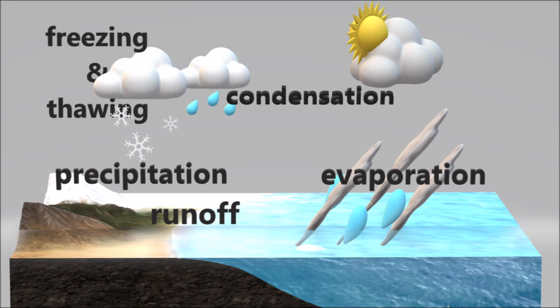This is when clouds form and the water falls as precipitation. Either snow, rain, sleet, hail. There are many different forms of precipitation, including just really heavy fog.